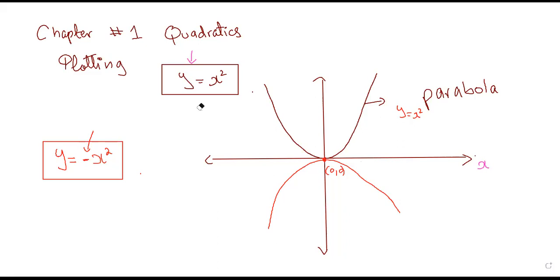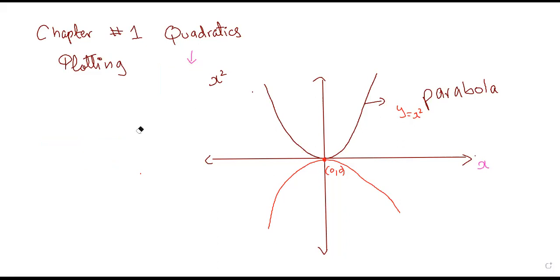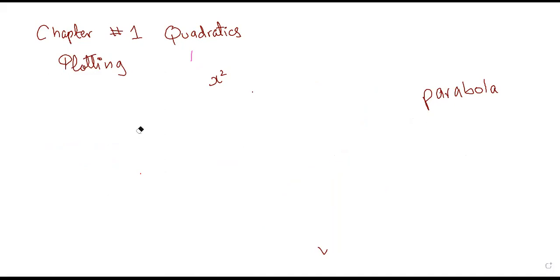Okay. Now let's upgrade our discussion. Let's talk about some more quadratic equations of this type. Let's say I have y equals (x plus 1) whole square. Now I know that this is a quadratic equation because if I expand it, I'm going to get x square plus 2x plus 1, right?